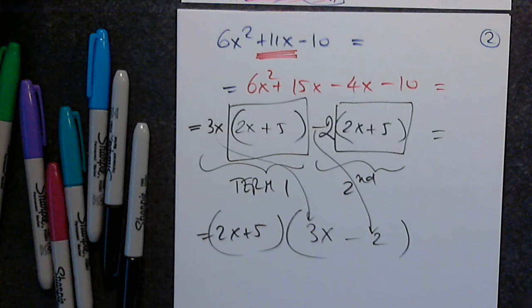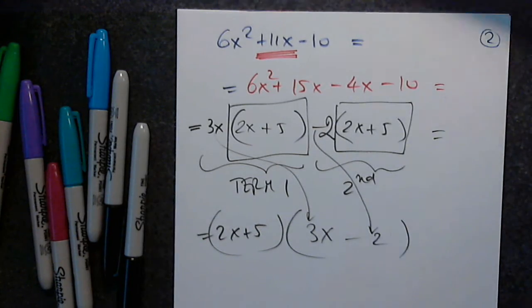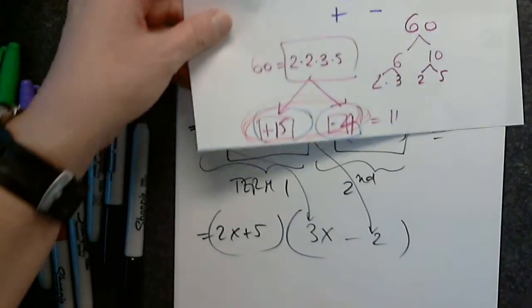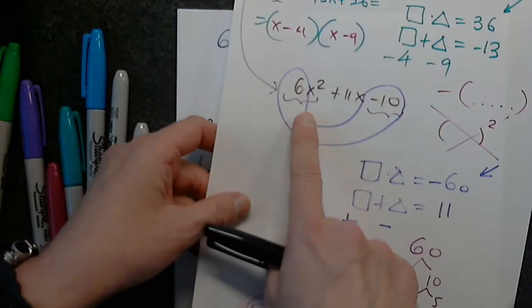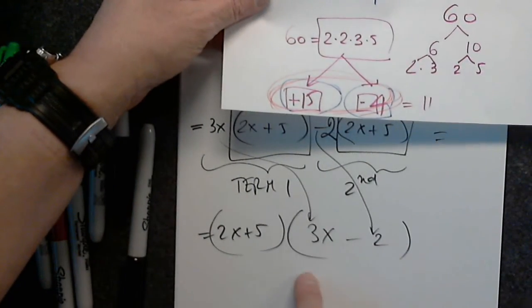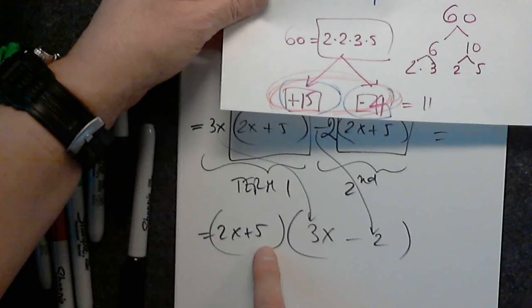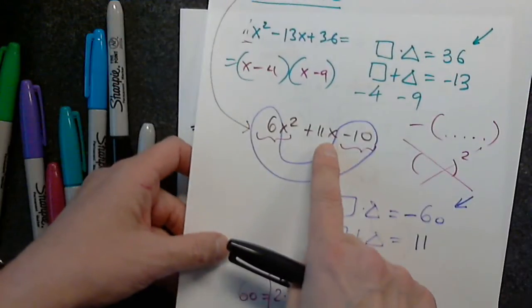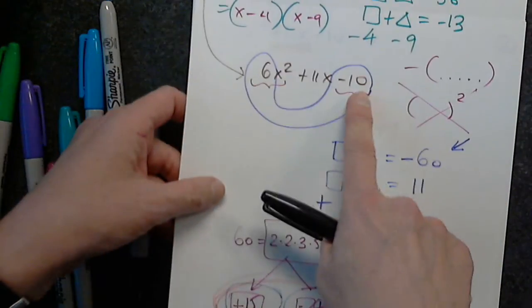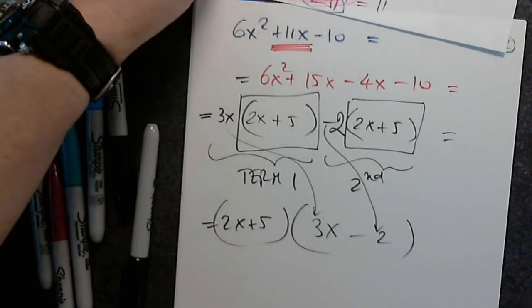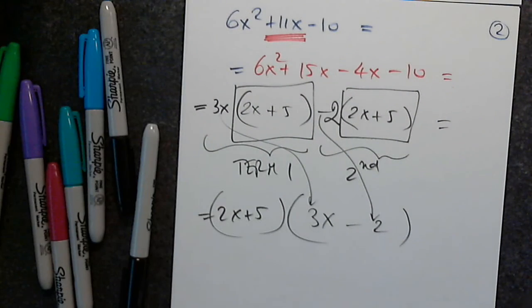And you can say, wait a minute, prove it. No problem. It takes me 5 seconds to prove this. 2x times 3x is 6x squared. Minus 4x plus 15x is plus 11x. 5 times negative 2 is negative 10. Do we feel a little bit better about this procedure now?